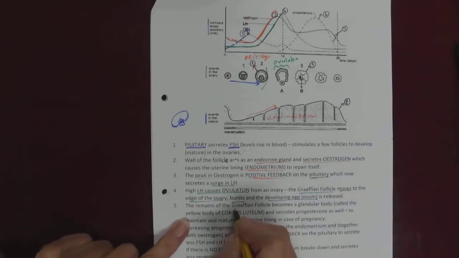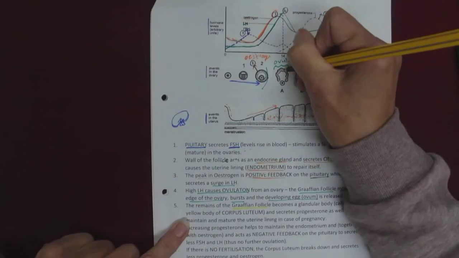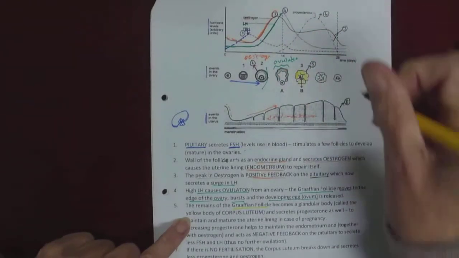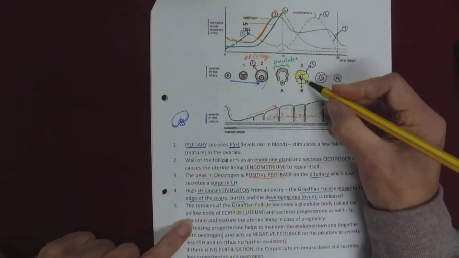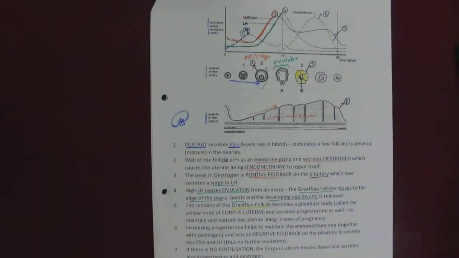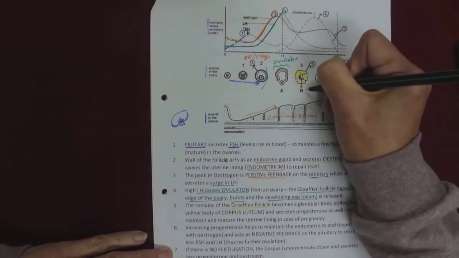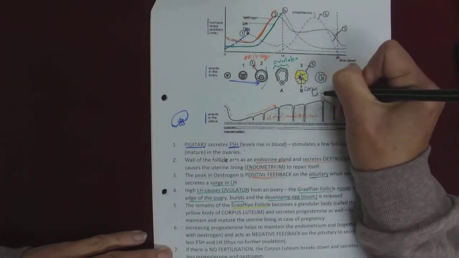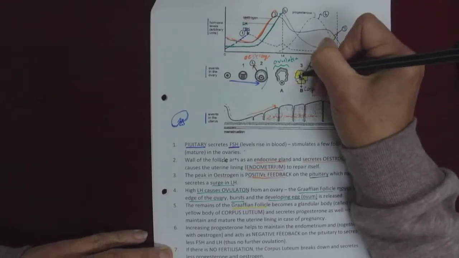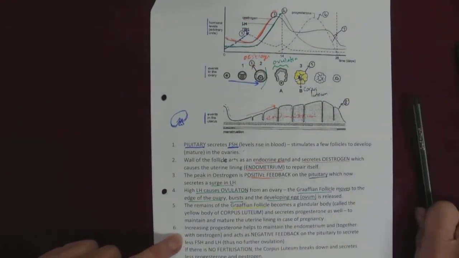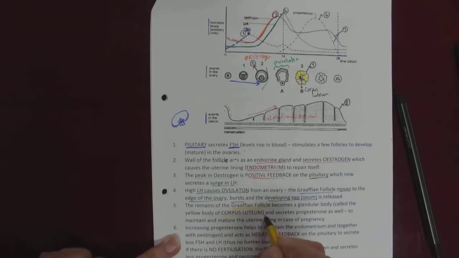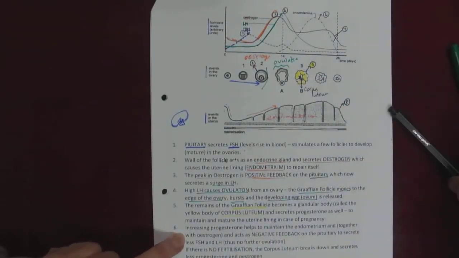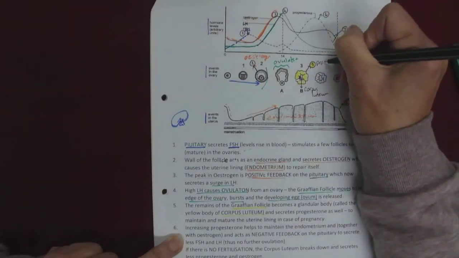All right, so what happens now? Well, the remains of the Graafian follicle stay behind in the ovary, and it becomes a glandular body called the corpus luteum. Body, corpus, corpse, luteum means yellow in Latin. So that structure remains in the ovary, and it's known as the corpus luteum. So what does it do? It secretes a hormone called progesterone.